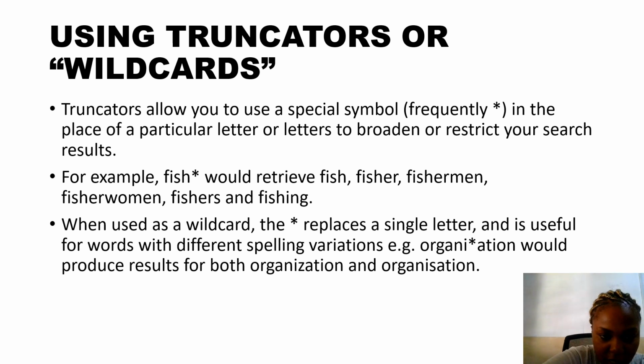For example, fish. Maybe you are doing research about fish. I'm just giving an example, so don't take it personal. So you want all the papers on fish to come out. So you write fish in small letters, right? And then you put a star or asterisk at the end. So this will help you to retrieve all the papers that have been written about fish, a fisher, a fisherman, a fisherwoman, fishers, fishing. Everything that talks about fish will come out.